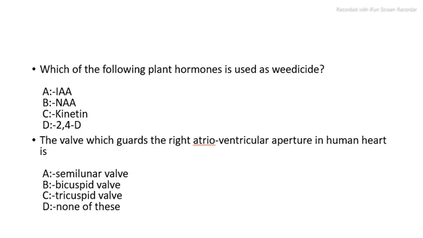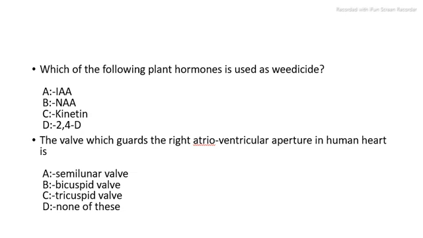So the last question, the valve which guards the right atrioventricular aperture in human heart is, so which is the valve which guards the right atrioventricular aperture in human heart? Option A, semi-lunar valve, option B, bicuspid valve, option C, tricuspid valve, option D, none of these. So the correct answer is option C, that is tricuspid valve, which guards the right atrioventricular aperture.